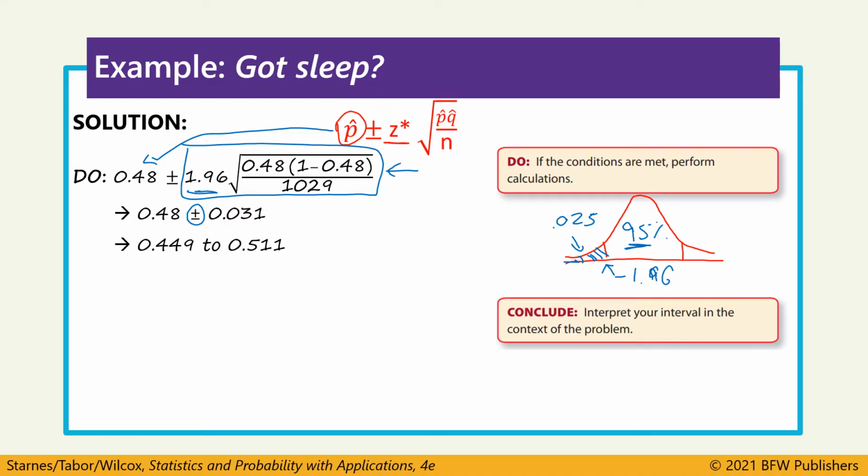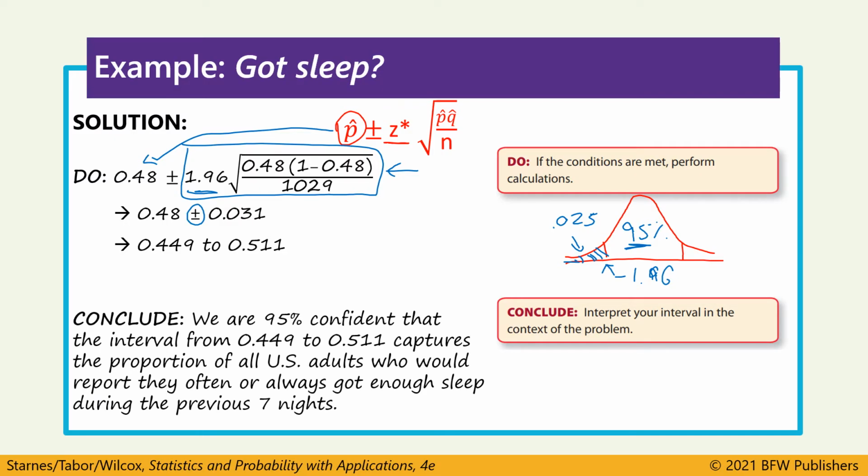We finish things up by interpreting this interval in the context of the problem. We are 95% confident that the interval from 0.449 to 0.511 captures the proportion of all U.S. adults who would report that they often or always got enough sleep during the past 7 nights.